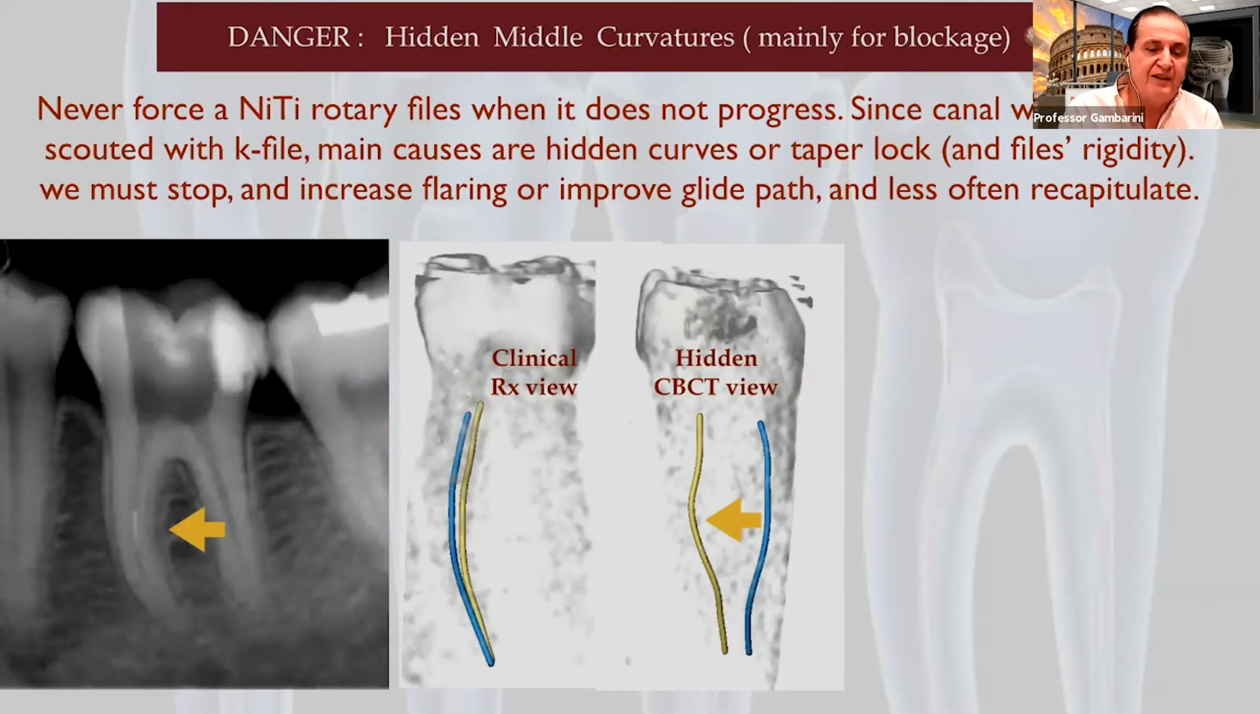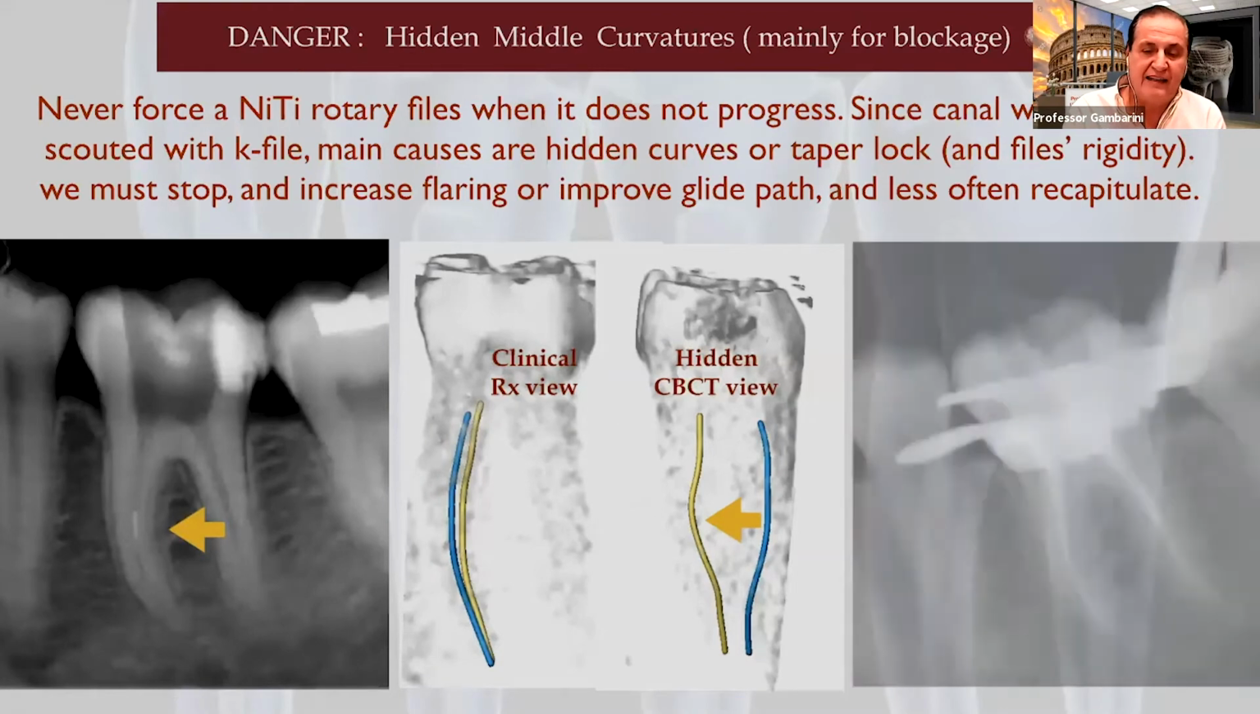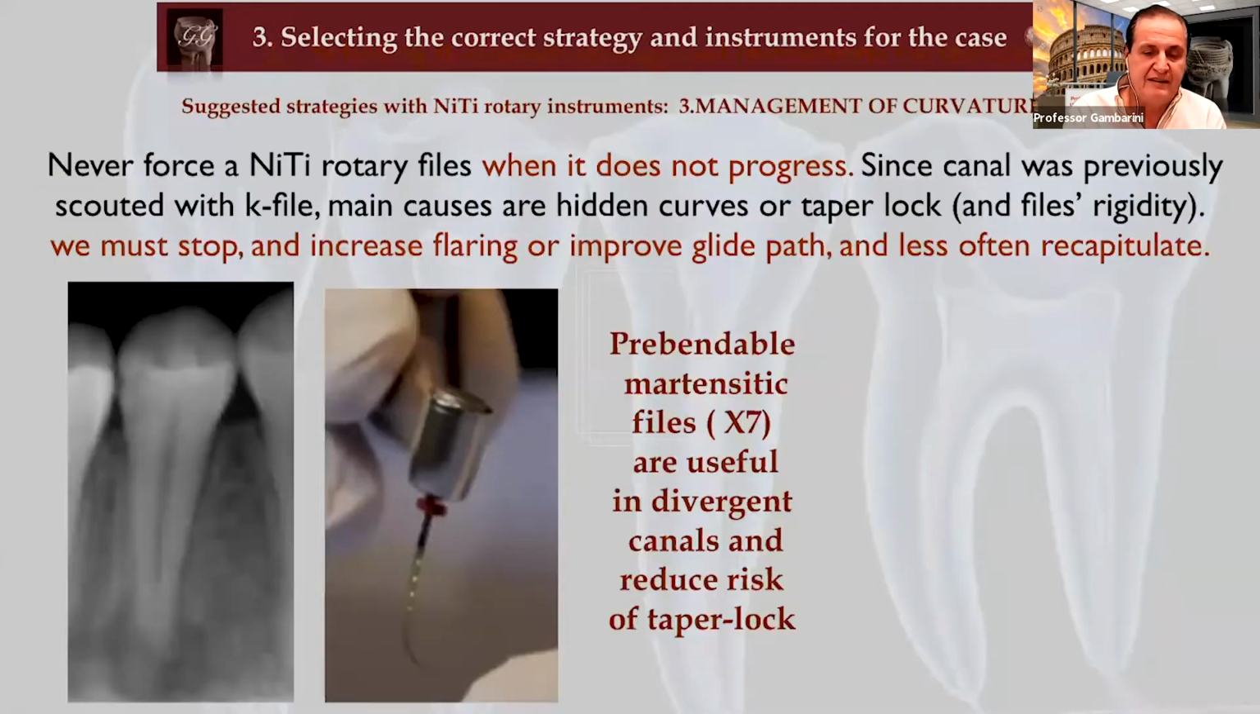So you must stop, you have to increase flaring or improve the glide path, or even, if you want, you can recapitulate. What I'm telling you in this case is that sometimes there are hidden curves in the middle part, and if you go there with a big taper instrument thinking that it's a very easy part of the canal, you may have some surprise. Sometimes fracture in the past was defined as a sudden, unexpected fracture of NiTi. Well, actually, if we look at the anatomy, in this case for example, we may understand why it fractured and then try to mend this.